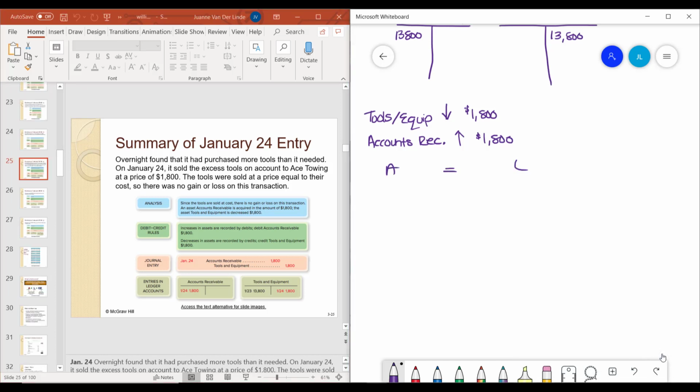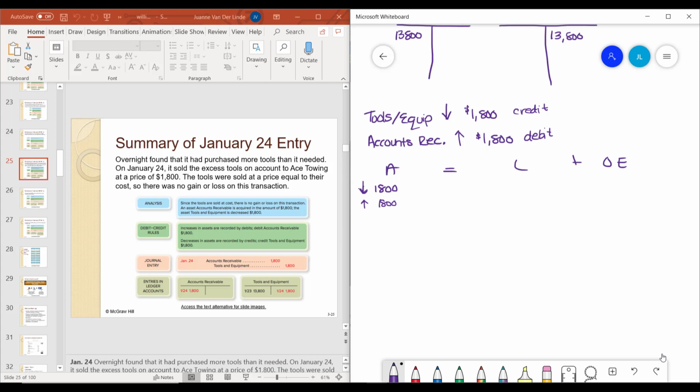And let's illustrate this under the accounting equation. Assets are going down by $1,800, right? Because I just sold some tools. But at the same time, assets are also going up by $1,800, right? Because accounts receivable is also an asset. It's the next best thing to cash. It's listed right below cash on the balance sheet. So tools and equipment being an asset account, it's being decreased. So I'm going to decrease that with a credit. Accounts receivable is being increased. It's also an asset, but remember assets go up with a debit.